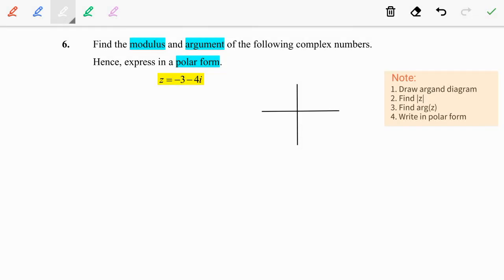Next question, given z equal to -3 minus 4i. Similar to the previous question, we will work out this question in 4 steps.